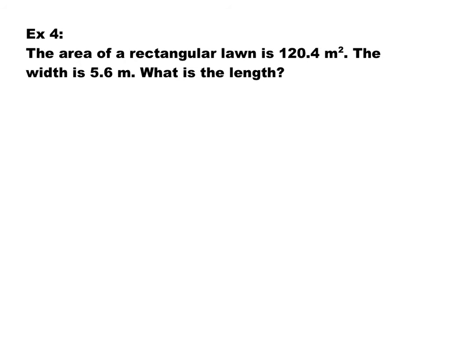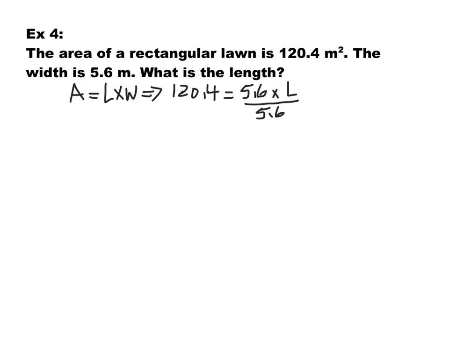The next example is the area of a rectangular lawn is 120.4 square meters. The width is 5.6 meters. We have to find the length. We know that for a rectangle, area is equal to length times width, which is the same as saying that 120.4 is equal to width, which is 5.6, times length. Now to find length, I will divide both sides by 5.6. So the length is 120.4 divided by 5.6.